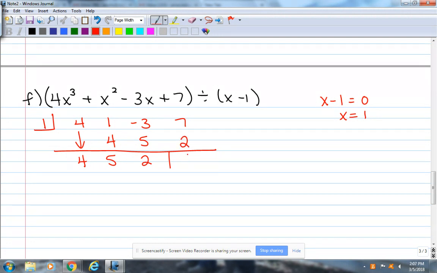Add, what do we get? And what's my polynomial answer? 4x squared plus 5x plus 2 with a remainder of 9 over x minus 1.